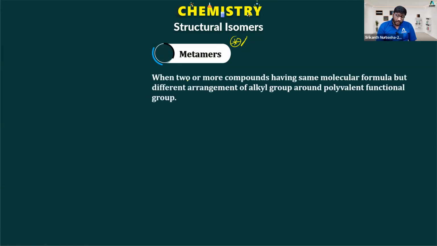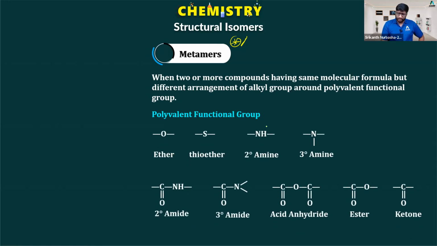Metamers. Metamers means two or more compounds having the same molecular formula but a different arrangement of alkyl groups around a polyvalent atom or functional group. If we have two different alkyl groups on two different sides, then they are said to be metamers. So what are the polyvalent functional groups? Like ether, thioether, secondary amine, tertiary amine, secondary amide, tertiary amide, acid anhydride, ester, ketone. Polyvalent means two arrangements can be there, like two alkyl groups can be connected to that particular functional group or atom. Like in amide, NH can be connected to one alkyl group, and carbon can be connected to the other. In acid anhydride, both sides we can have two connections.